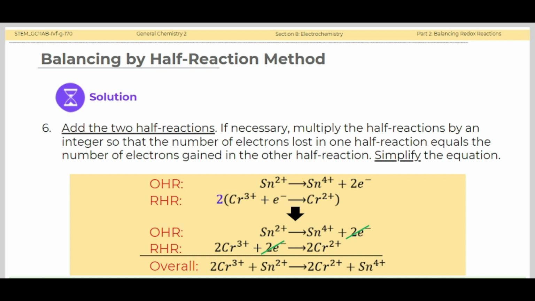6. Add the half reactions if necessary. Multiply the half reactions by integers so that the number of electrons lost in one half reaction equals the number of electrons gained in the other half reaction. Simplify the equation. For the electrons to cancel in the overall equation, multiply the RHR by 2 before adding it to the OHR. With this, the overall reaction is given by 2 chromium 3 ion plus tin 2 ion yielding 2 chromium 2 ion plus tin 4 ion. At this point, the equation is in simplest form since the coefficients are in the simplest whole number ratio.